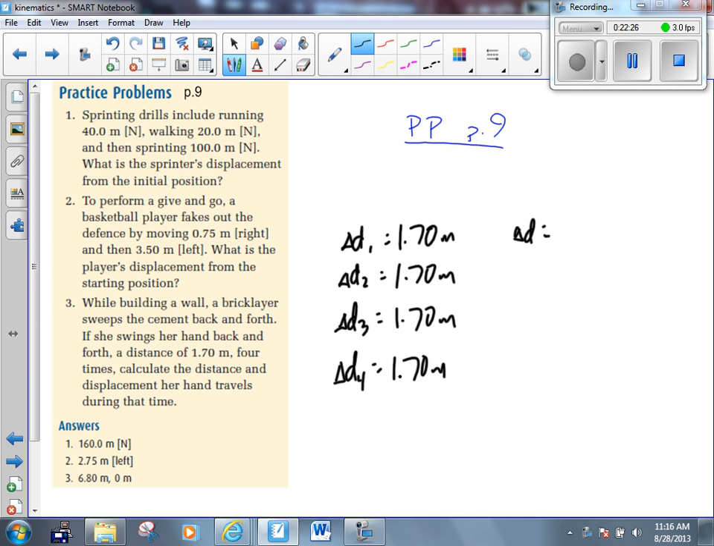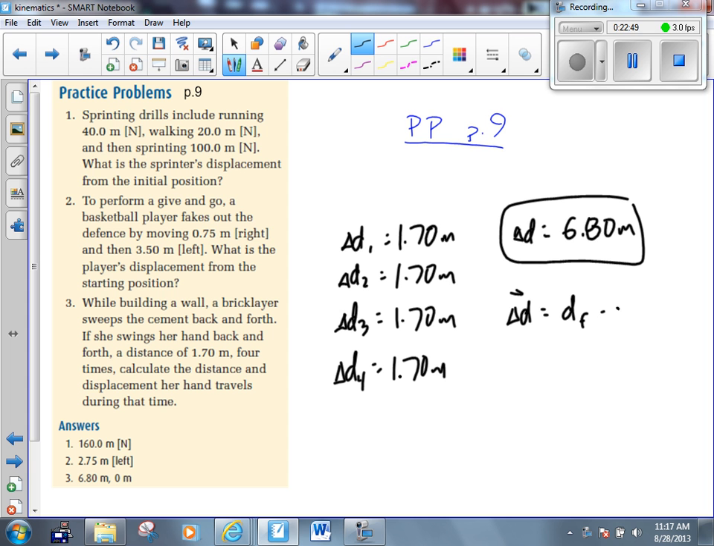We get 11 people. If we move 1.7 meters, 1.7 meters, 1.7 meters, 1.7 meters, and we want to find out the total distance, then we simply add those up, and we end up getting 6.80 meters. D1 plus D2 plus D3 plus D4. Done. The displacement we defined as the change in position.